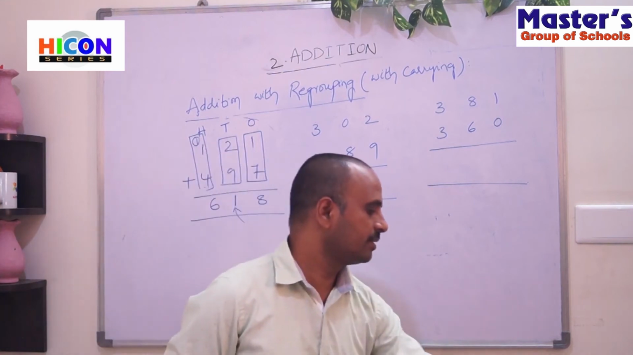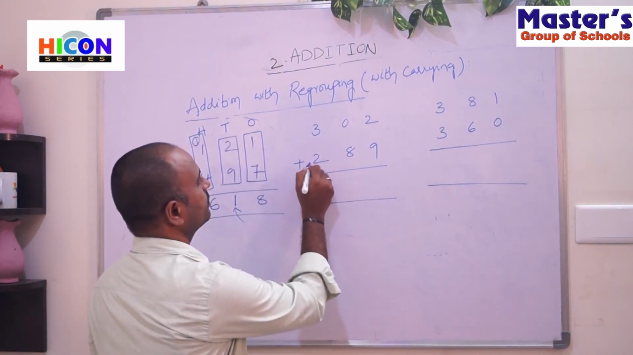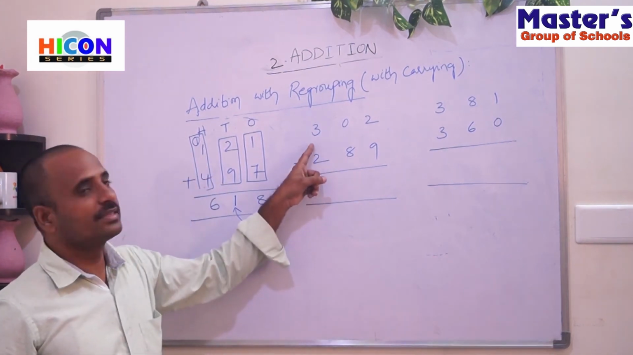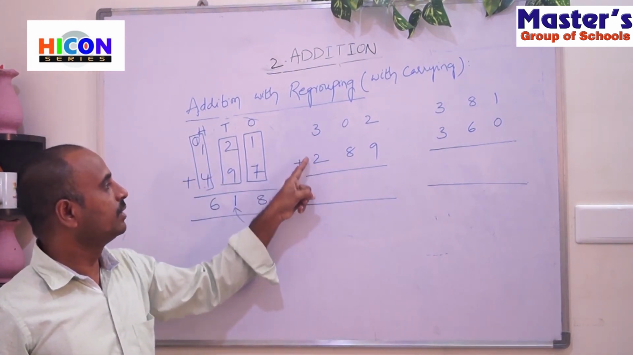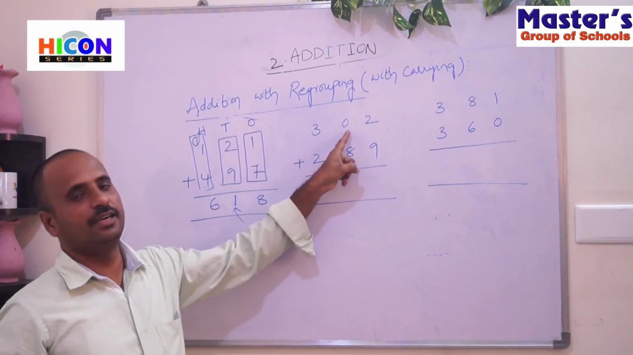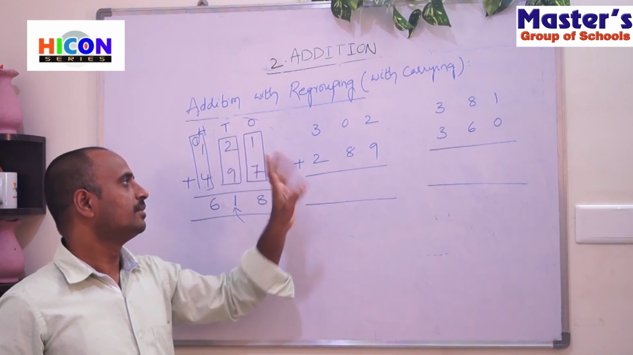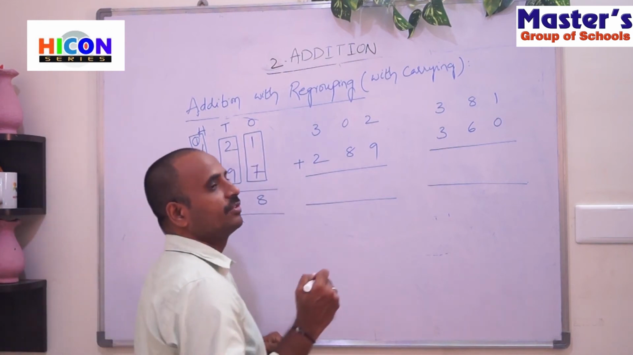So here the second problem is 302 + 289. Children, let us see the second problem. There are 2 numbers. The first number is 302 and the second number is 289. So let us start addition with the ones place.